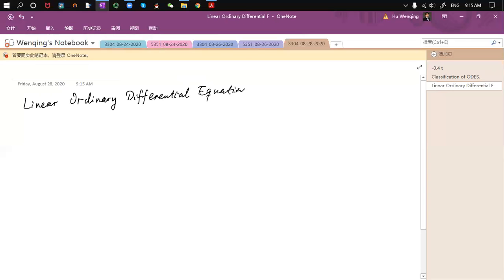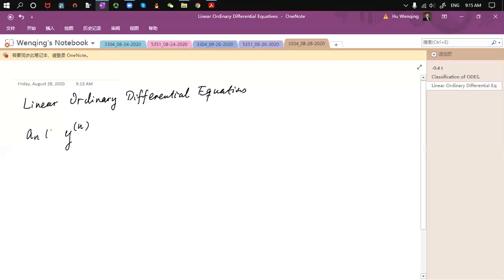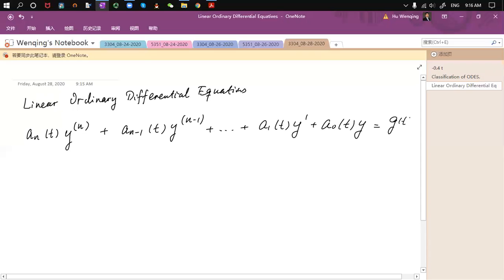So what's a linear ODE? Well, a linear ODE must look something like this: the nth derivative of y with a coefficient a_n of t, plus a_(n-1) of t times the (n-1)th derivative of y, plus and so on, plus a_1 of t y prime plus a_0 of t times y, is equal to, let's say, g of t. That's a typical linear ordinary differential equation.